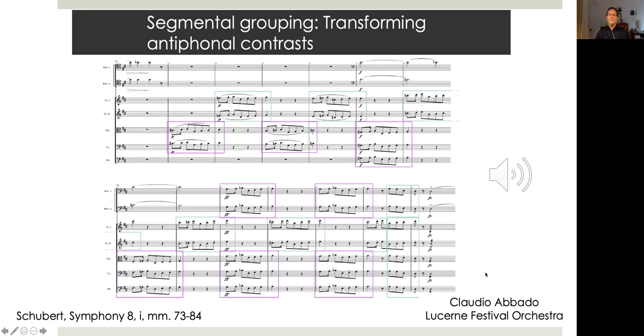Antiphonal contrasts are often used to emphasize a harmonic pattern, such as an alternation between tonic and dominant here, when the change is being underscored by instrumental change or instrumentation change in this particular case.